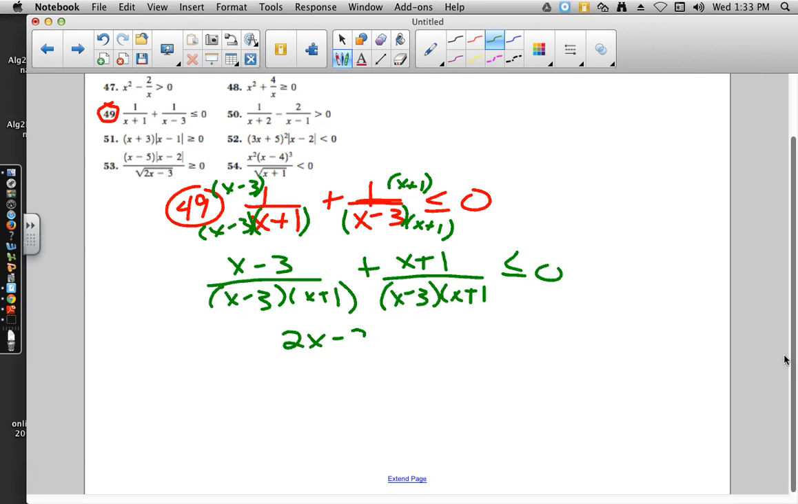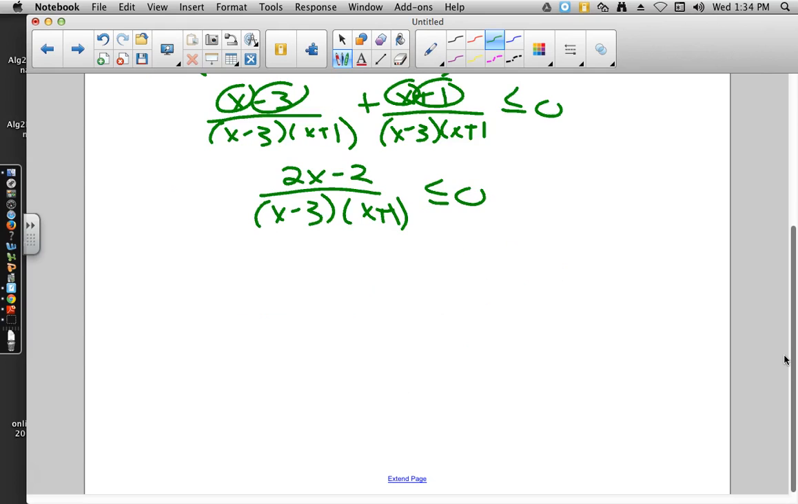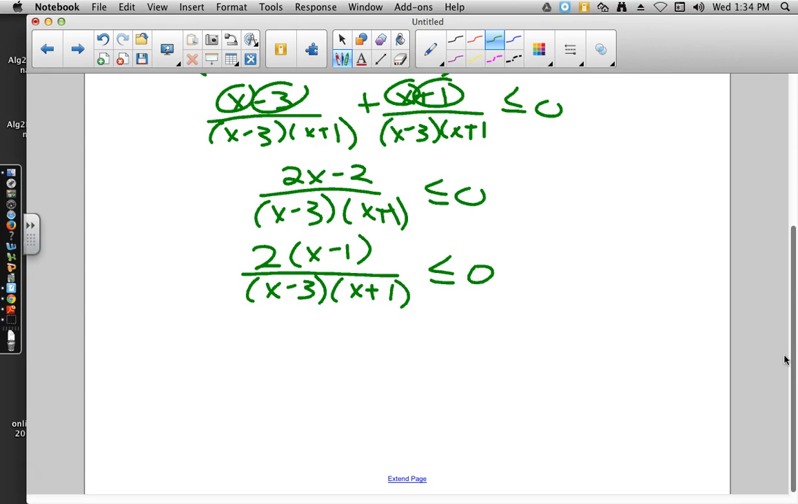So we have 2x minus 2, x plus x is 2x, negative 3 plus 1 is negative 2, and x minus 3 times x plus 1 is less than or equal to 0. And finally, we would go ahead and factor the numerator. Nothing's going to cancel, but that's okay because it makes finding those zeros easier as we go through there.